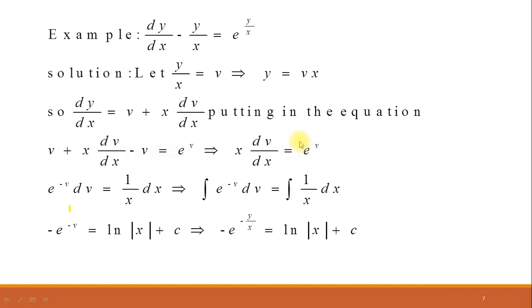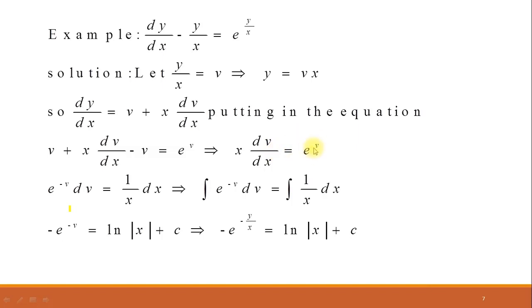In this new differential equation there are two variables, v and x. v is the new dependent variable, and x is the independent variable. So in this new differential equation we can separate the variables, so this is a separable differential equation. For separation of variables, I have already told you that the terms dy and dx will not be in the denominator form.